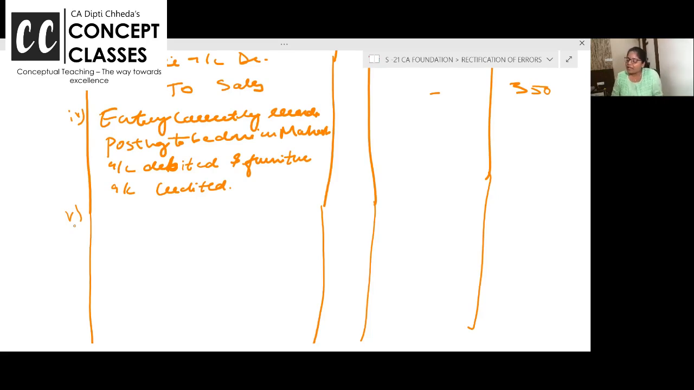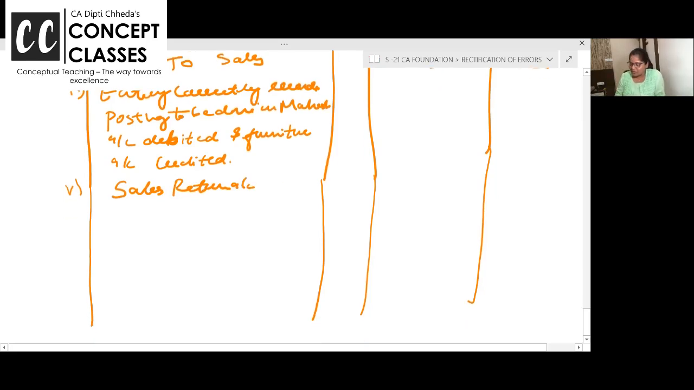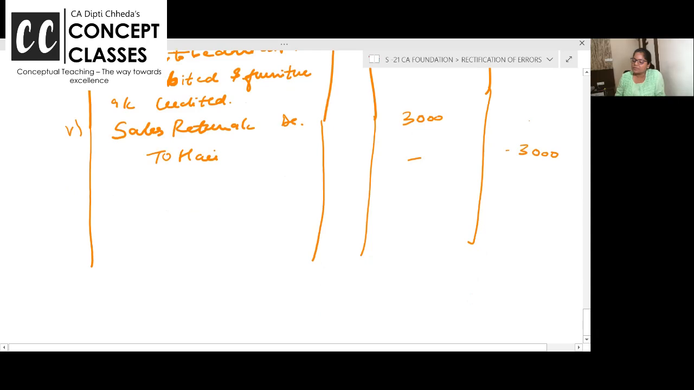So this is like sales return and you have not recorded it. So now record it. Sales return. What is the entry of sales? Party to sales. What is sales return? Reverse. Debit to Hari. Sales return debit to Hari, 3000. ठीक है?